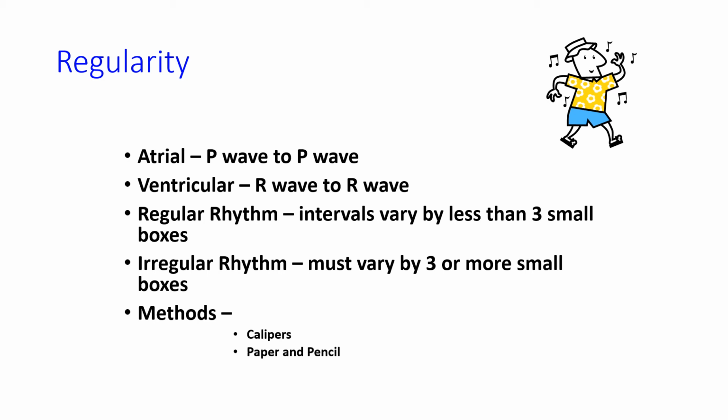So looking at regularity, atrial would be P to P, ventricular would be R to R. Regular rhythm intervals vary by less than 3 small boxes. So if you're looking at R to Rs and counting how many boxes are in between, it would be less than 3 boxes. Whereas irregular rhythms must vary by 3 or more of the small boxes. We check our regularity by using calipers, or if you don't have calipers, you can use a piece of paper and make marks and then follow along each of the R to Rs, and we'll show you how to do that.